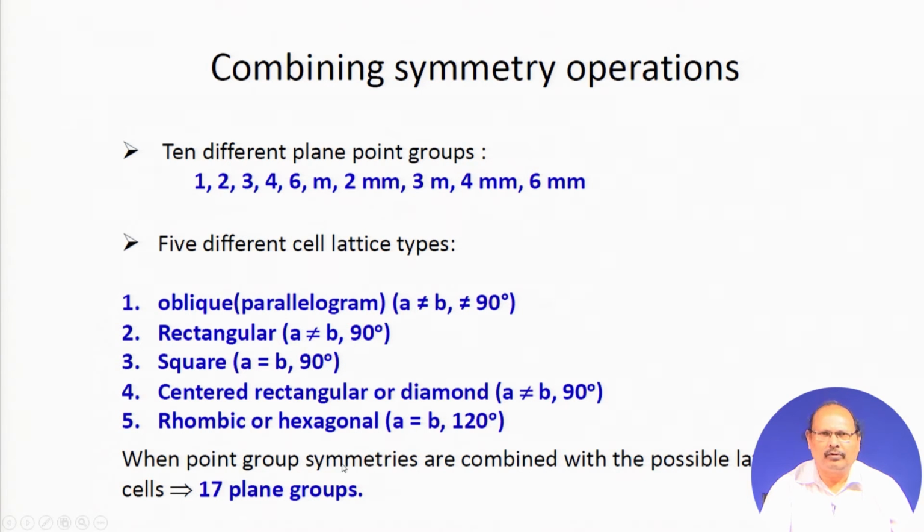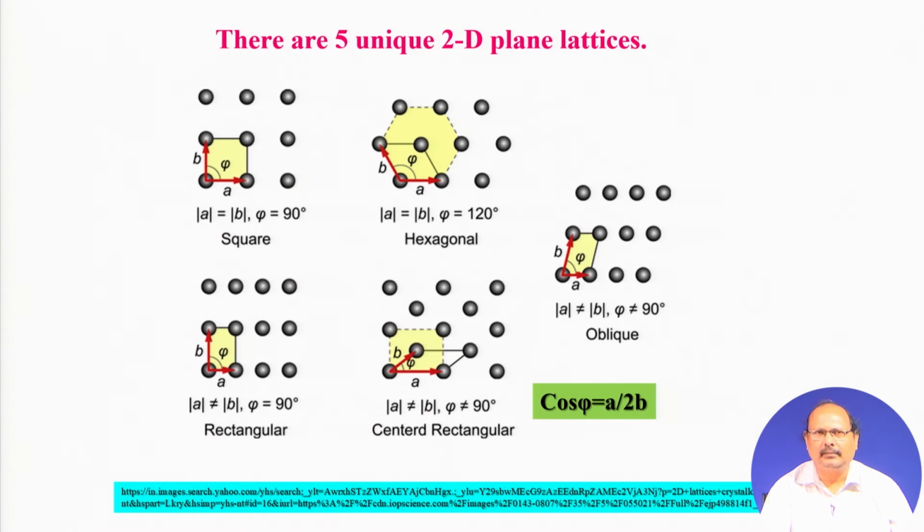When these point groups of symmetry are combined with these 5 types of lattices, they generate what we call two-dimensional space groups. There are 17 types of planar two-dimensional space groups. Let us see in some more detail these 5 types of subdivisions of the two-dimensional plane lattices here.